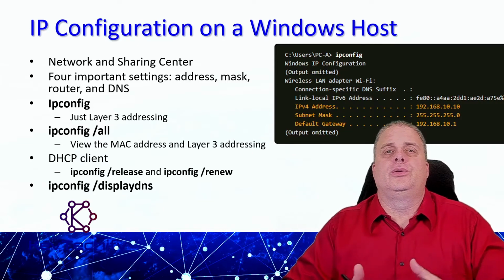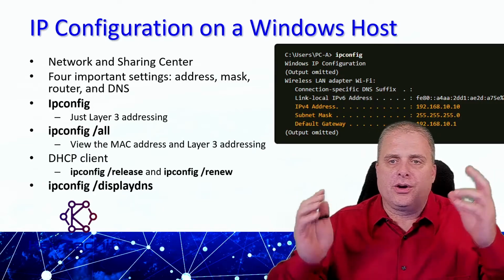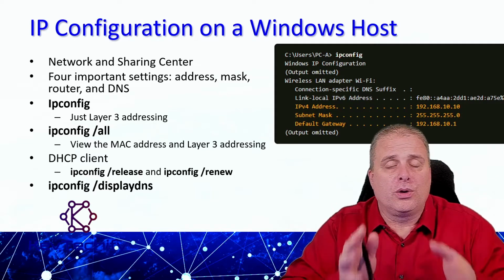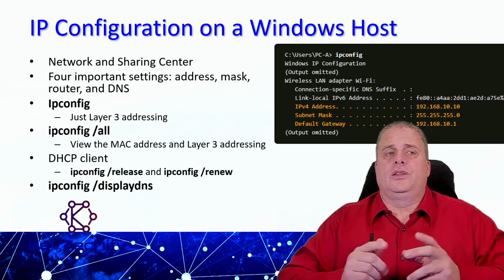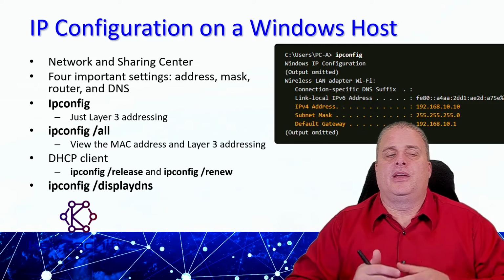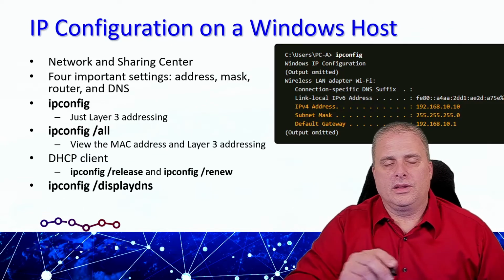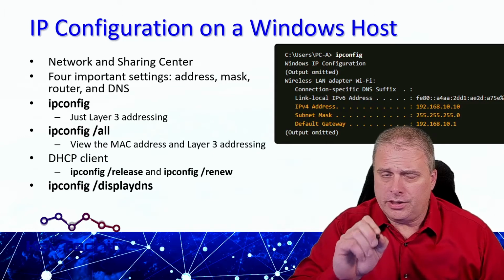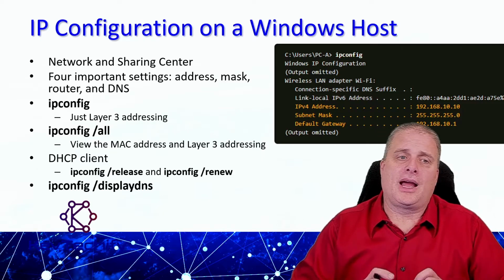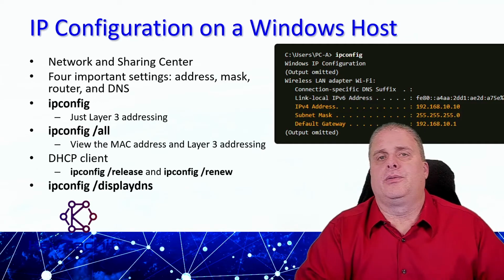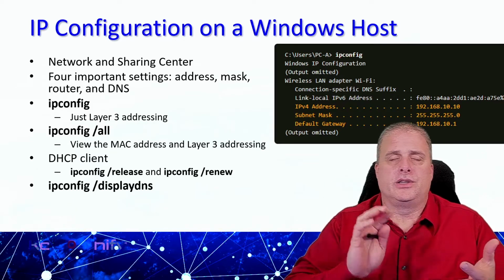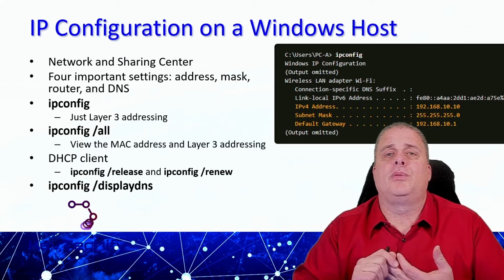As you're working through your daily activities, you're going to need some different tools to help you as a network administrator figure out what the problems are so you can go and fix them. One of the tools we look at here on a Windows host is the ipconfig command. When you open up a command prompt and type in ipconfig, it's going to give you your layer 3 addressing information. It is going to give you your IP version 4 address, the subnet mask, and the default gateway that goes along with IP version 4.